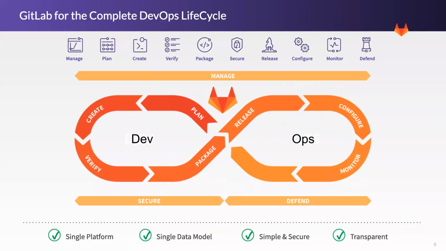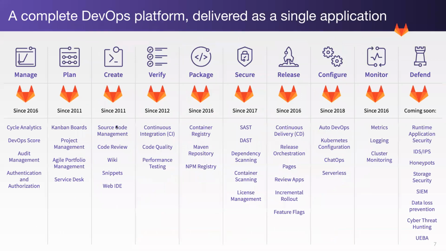So I believe everyone is familiar with this graphic of DevOps, that you're starting from planning what you want to do, creating, verify, package and release, configure and monitor, and then you get feedback back for the planning. So GitLab has a solution for each one of those stages. Here is another view of the stages: manage, plan, create, verify, package, secure, release, configure, and monitor. And we have a single experience to implement DevOps.